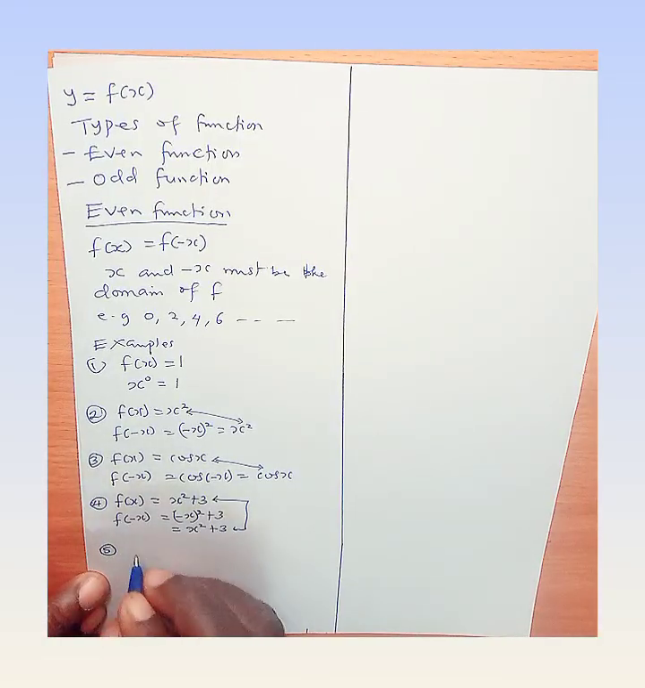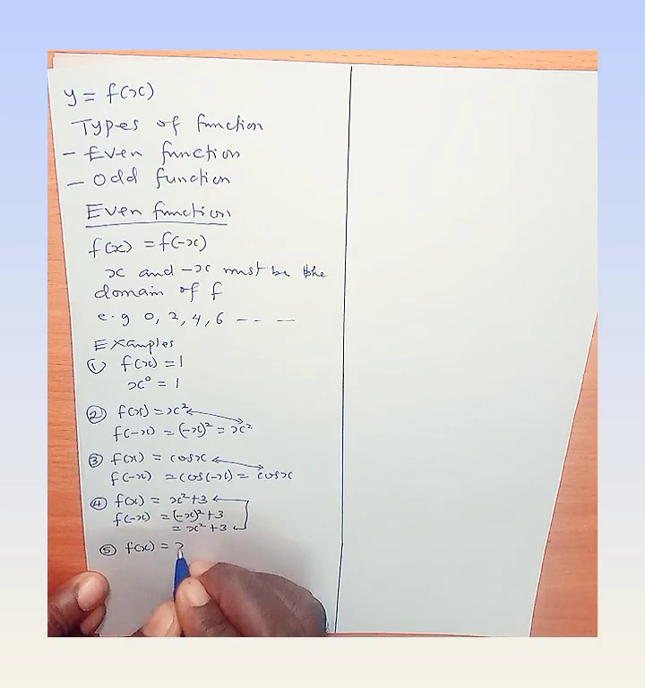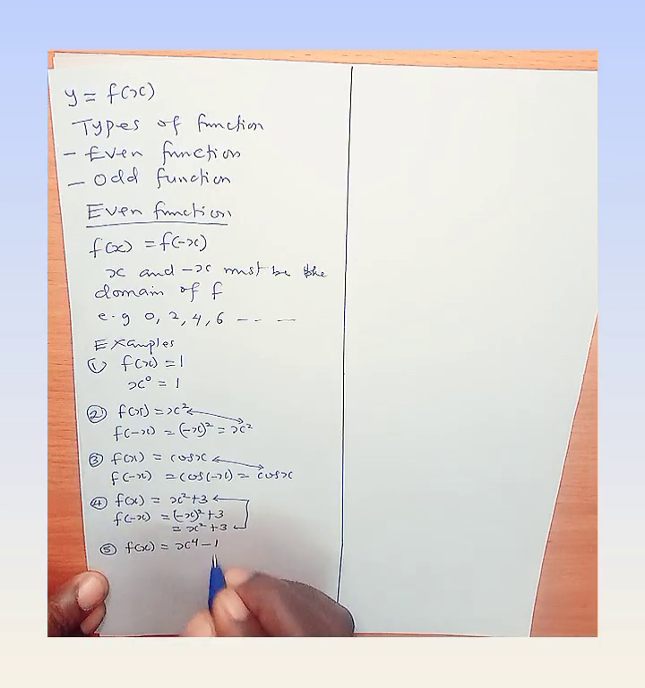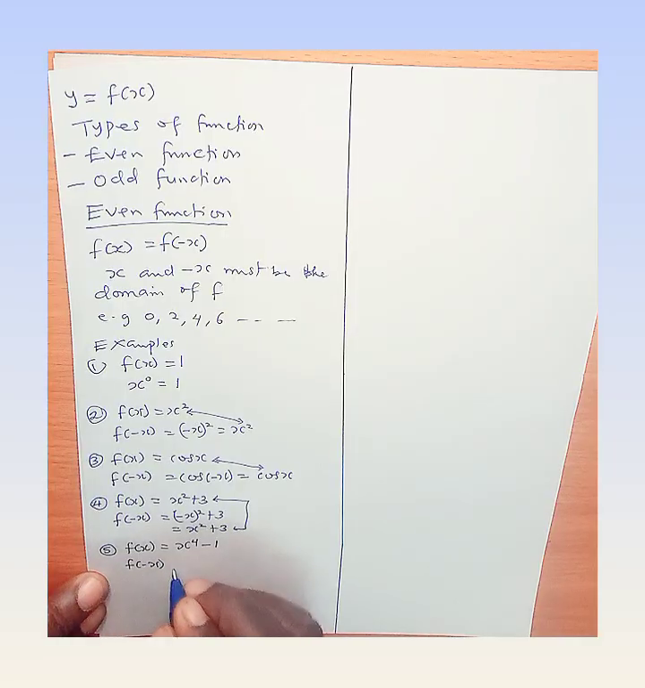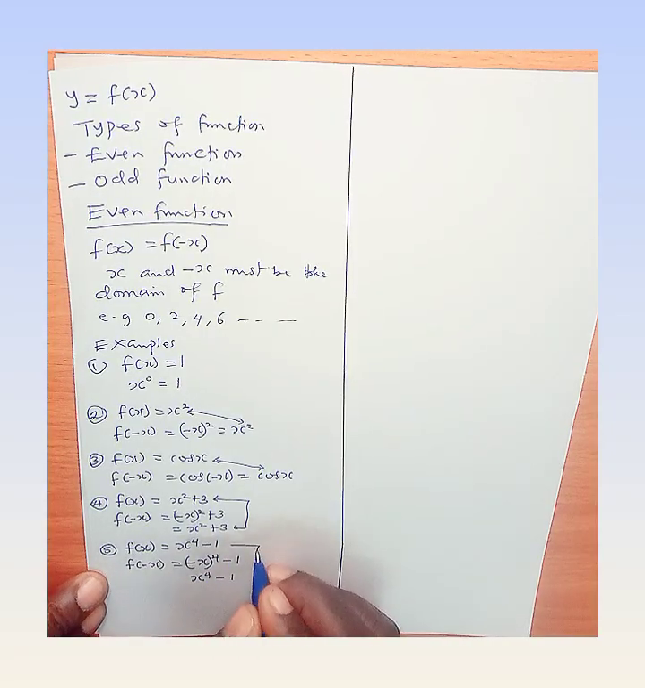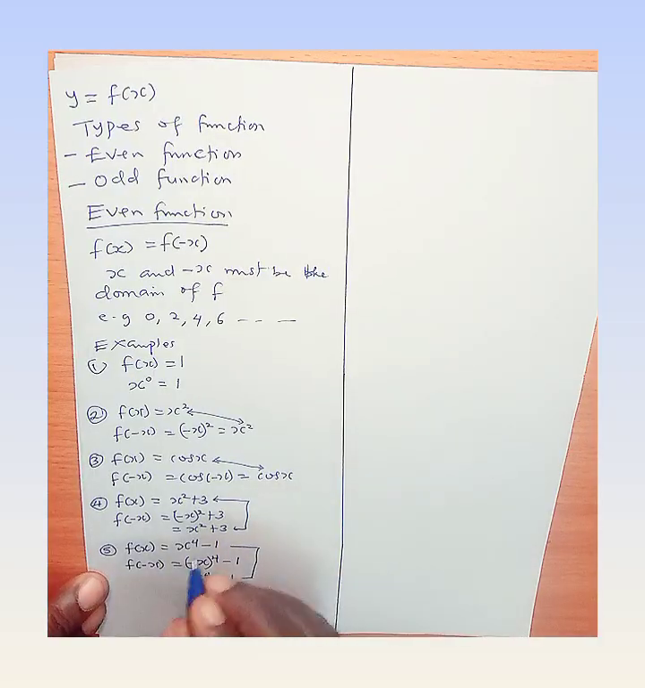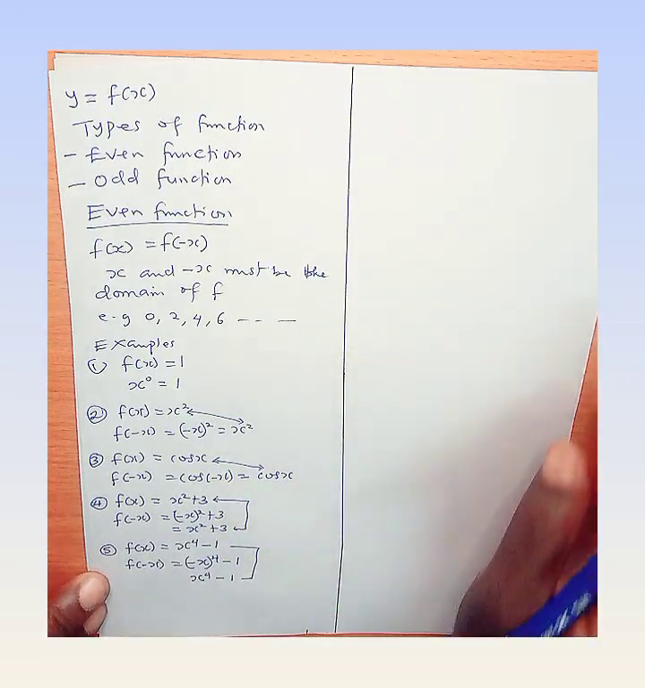Let us take a look at number 5. We have f of x is equal to x raised to power 4 minus 1. Now let us test its negative value, which is f of minus x is equal to minus x raised to power 4 minus 1. When we evaluate this one, this will be x raised to power 4 minus 1. You see, this and this are the same. Therefore, x raised to power 4 minus 1 is also an even function.